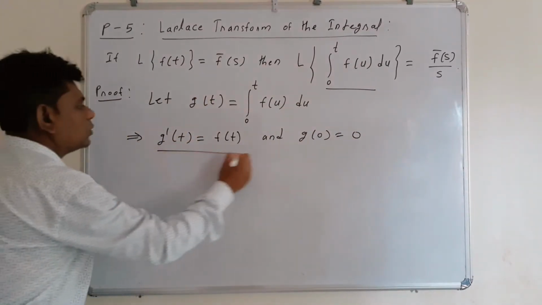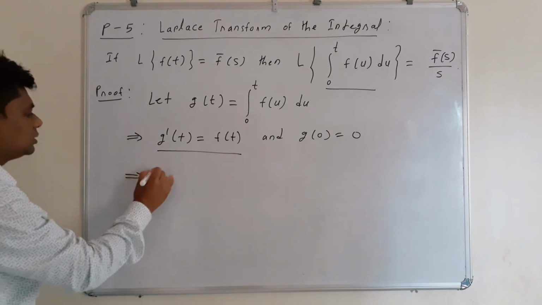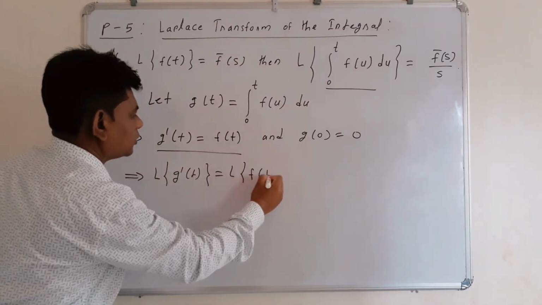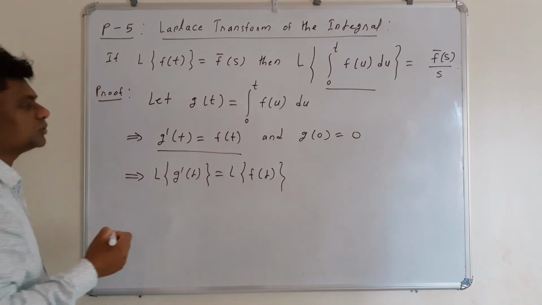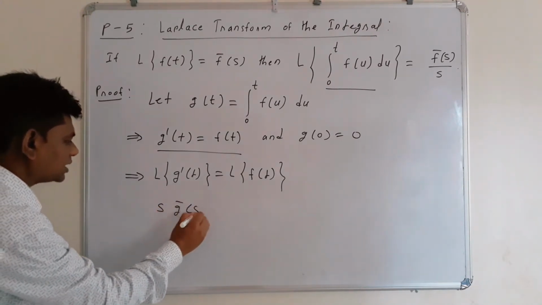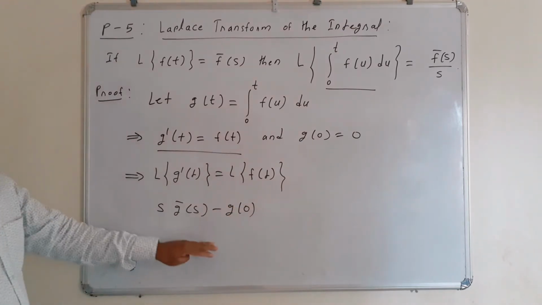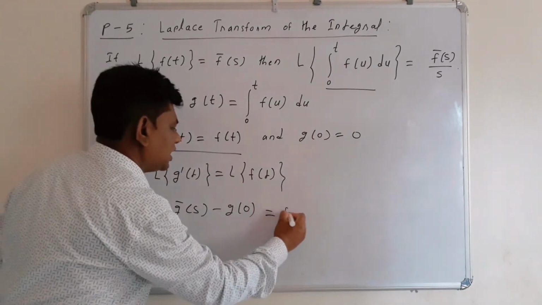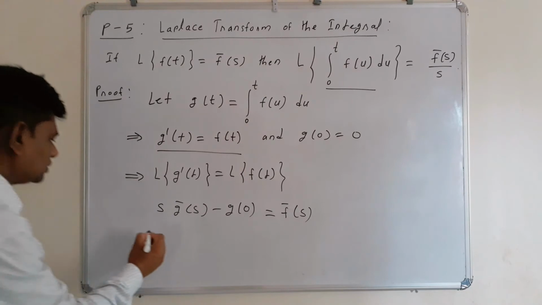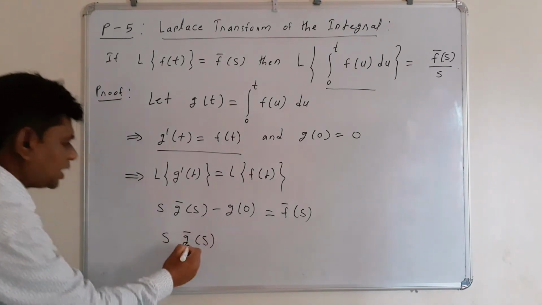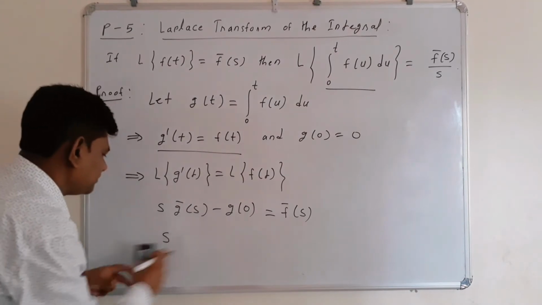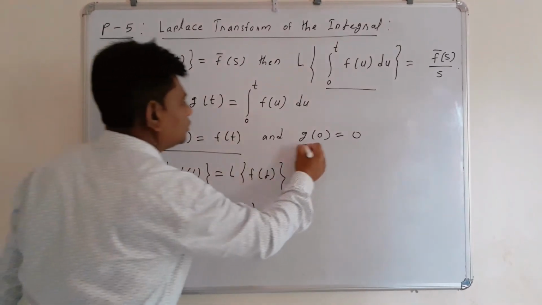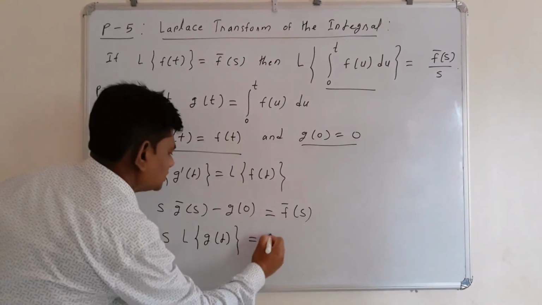Now taking the Laplace transform of both sides, the Laplace transform of g'(t) is equal to the Laplace transform of f(t). The Laplace transform of g'(t) is s times g bar(s) minus g(0), by using the Laplace transform of a derivative, and this is equal to the Laplace transform of f(t), which is f bar(s). Here g bar(s) is the Laplace transform of g(t), and g(0) is 0, so s g bar(s) is equal to f bar(s).